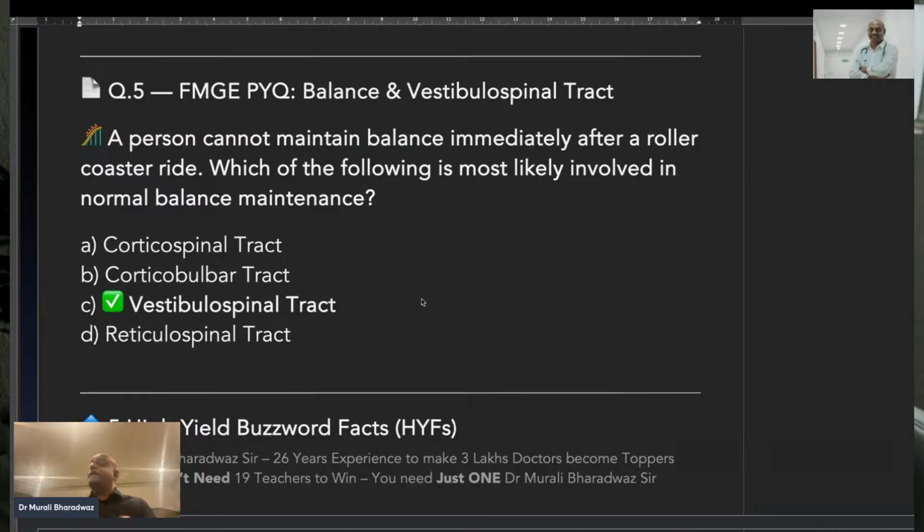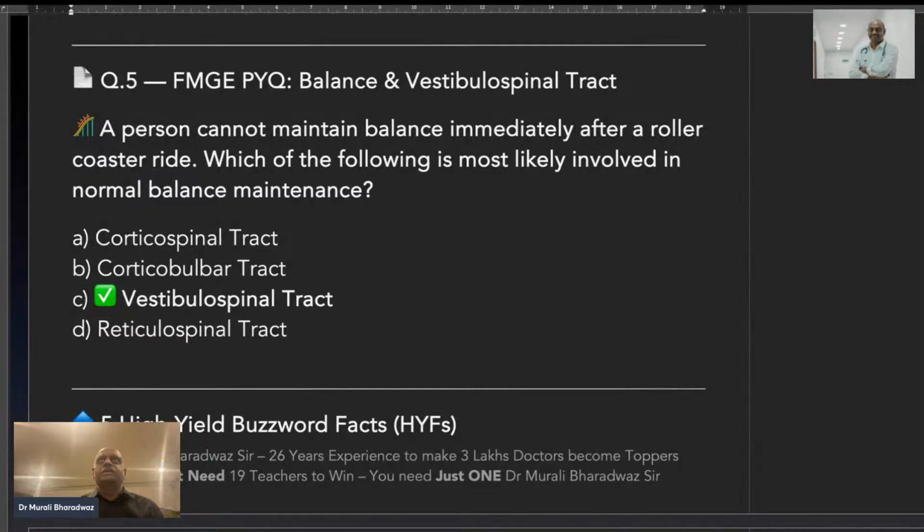Reticulospinal, rubrospinal, tectospinal, vestibulospinal. Among them, the vestibulospinal tract is the one which will maintain the balance, is what we need to basically remember. Okay, good to see 4 online classmates.